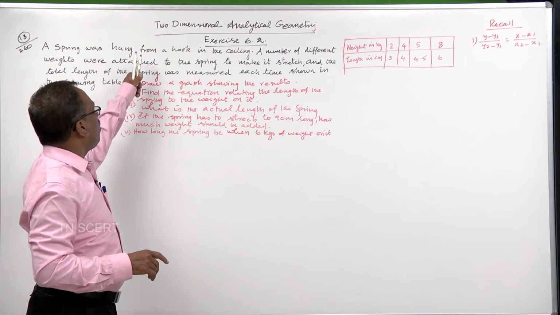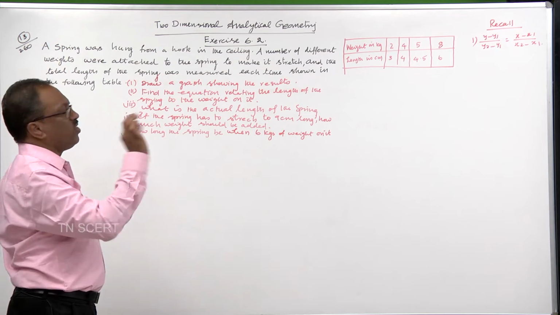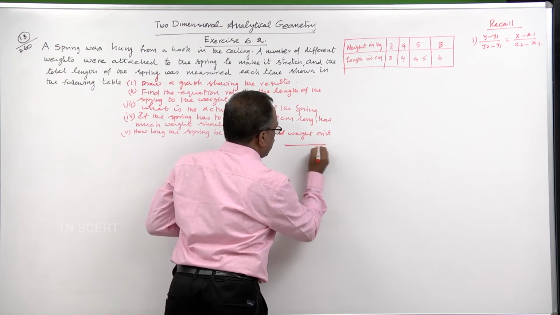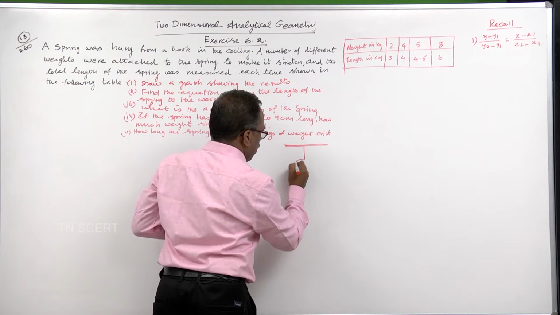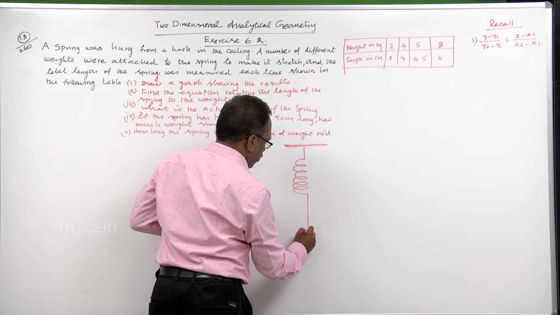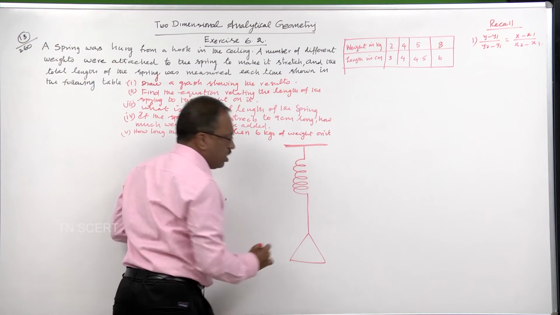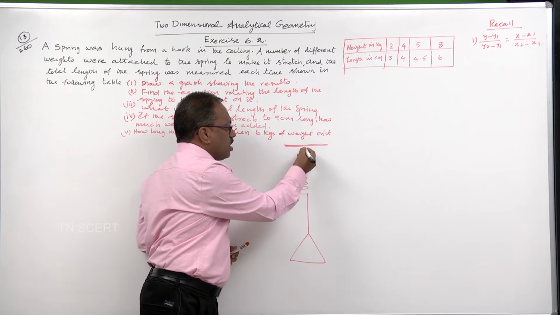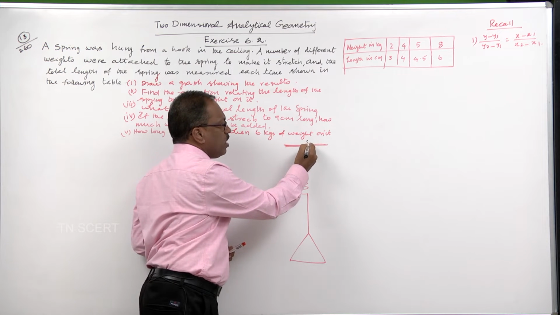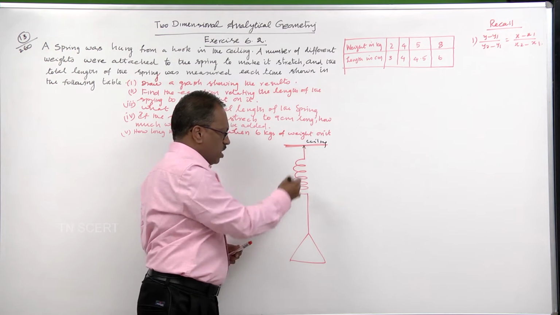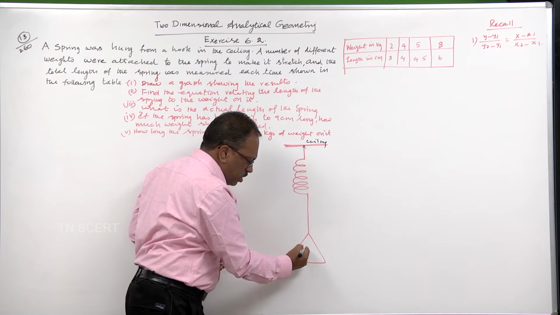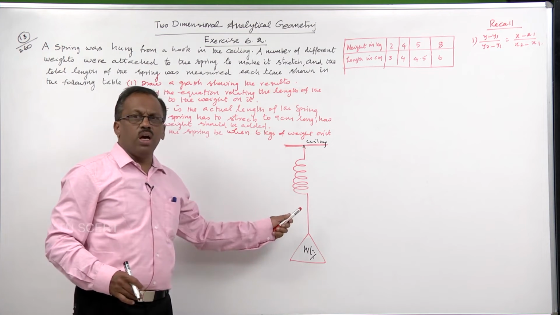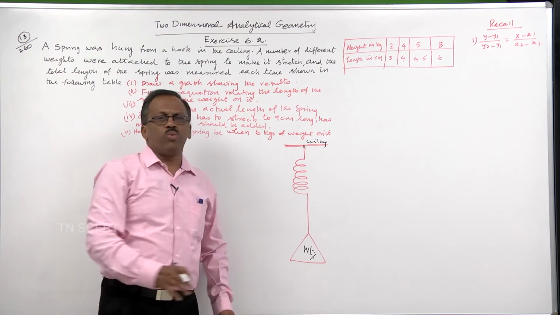A spring was hung from a hook in the ceiling. That is the first line given. So there is a spring, hung from the hook in the ceiling, and it is fixed. Some weight is put here. This is the spring and the weight, and we wish to know the equation of this.